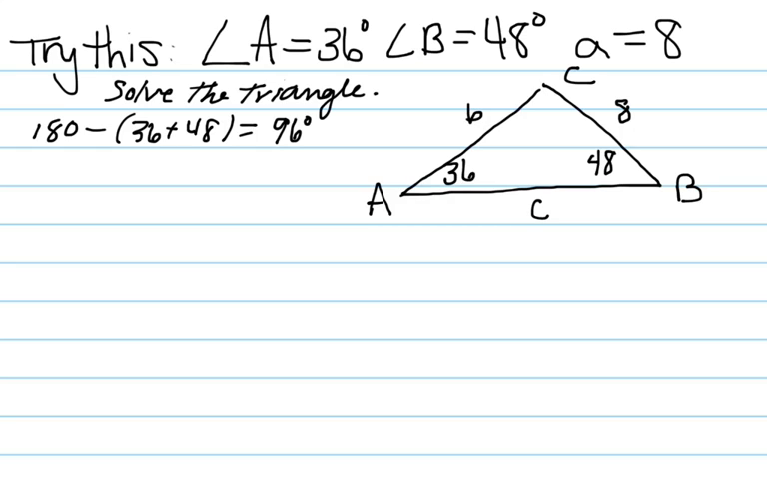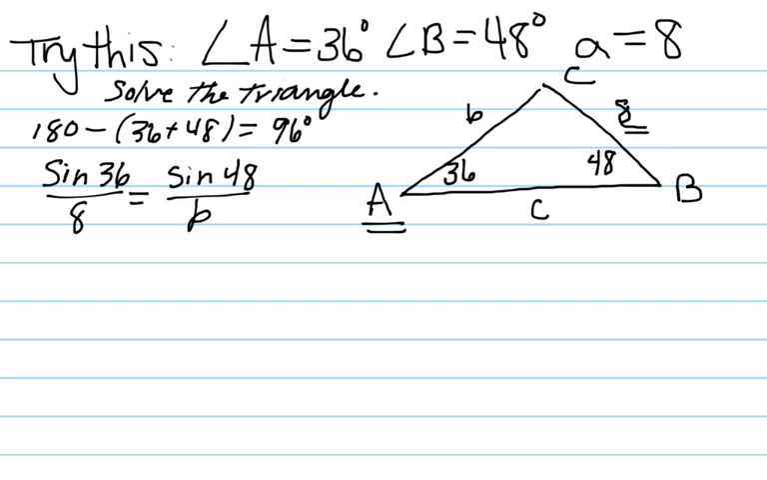I'm going to set up the law of sines to use on this particular one. It would be the sine of 36 degrees divided by 8 equals sine of 48 divided by b. Now notice, you have angle A and we have side length A. They match. They're both A's, capital and lowercase.